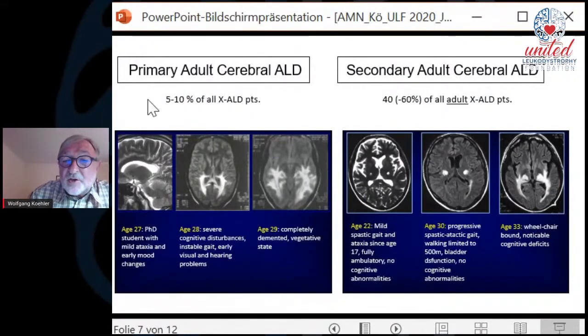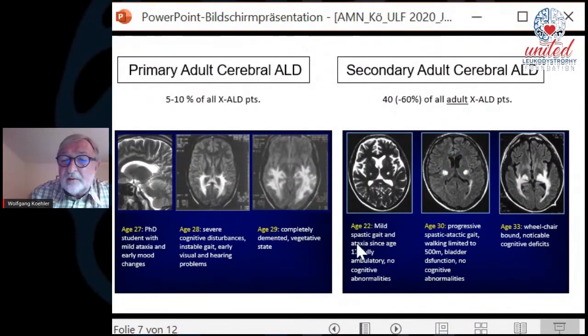This is a patient with a primary adult cerebral ALD. He started with some early mood changes when he was 27, when he was a PhD student. He was completely normal until then. Then he developed a mild ataxia and these very early mood changes. And you see within a period of 2 years, he was completely demented and in a severely disabled situation.